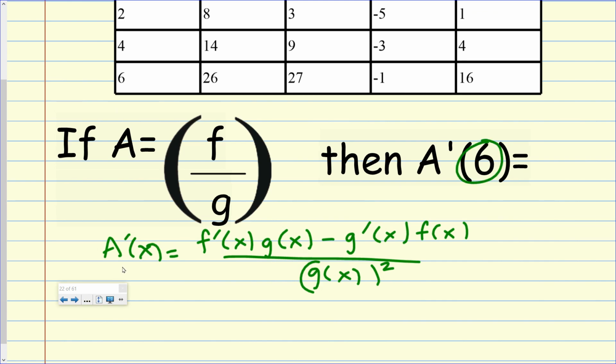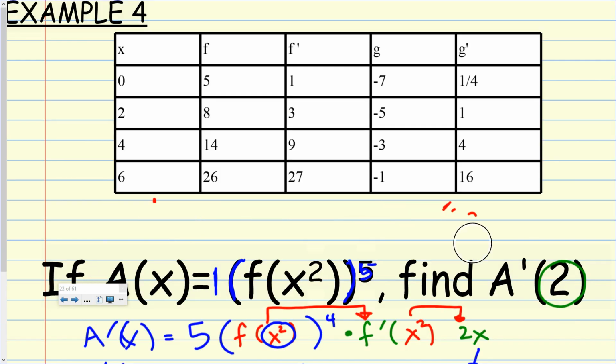A prime of 6. So you would come back, and everywhere there's an x, or if there's not an x, put those x's in. And then can you tell me that you know how to use a table to plug into this problem? Very good. Okay, so let me show you something way more fun than that.